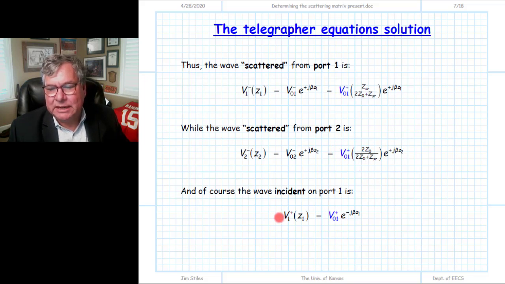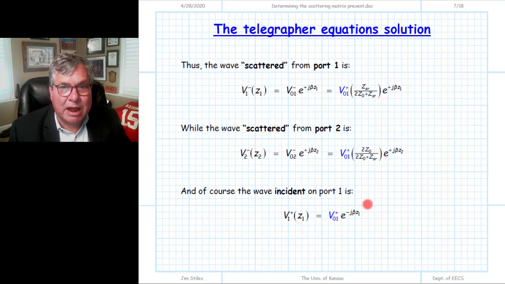And then, of course, we know the incident wave on port 1 is dependent on V01 plus as well. So now we have explicitly the 3 waves: one incident on port 1, one scattered from port 1, and a third that is scattered from port 2. From this, we can determine the scattering parameters.